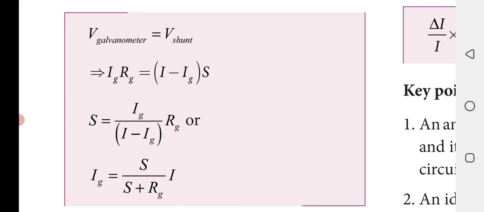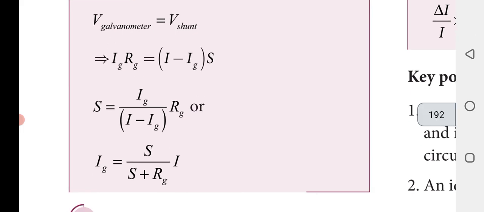You know already, according to Ohm's law, V is equal to IR, isn't it? So for the galvanometer, Ig Rg. That's why we represent G in the suffix. This is equal to, for the resistance, what is the current in it? I minus Ig. So (I minus Ig) times S, where the resistance is represented as S, the shunt resistance. So we have to find the shunt resistance value. S is equal to Ig by (I minus Ig) into Rg.